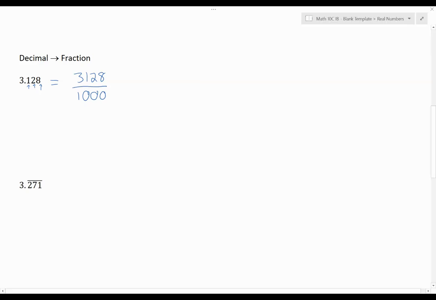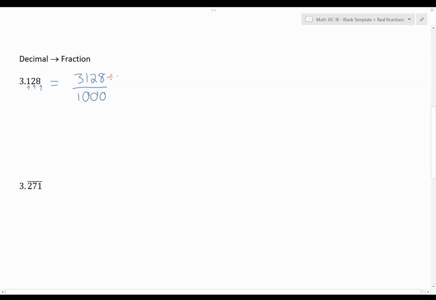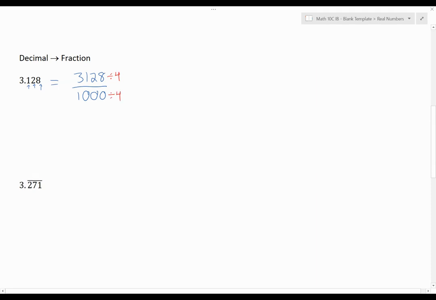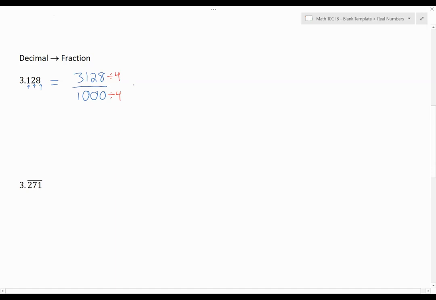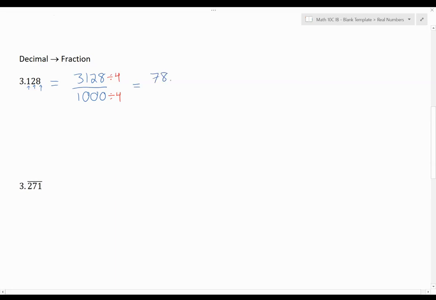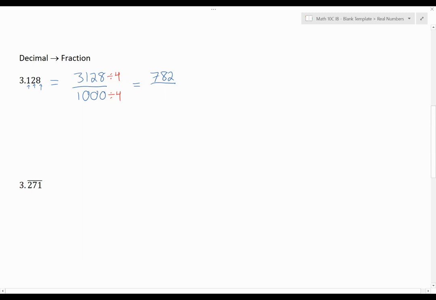One thing that I can see right off the bat, 28 is divisible by 4, so this numerator must be divisible by 4, and 1,000 is also divisible by 4. So 3128 divided by 4 leaves me with 782. That's not, as it turns out, the greatest common factor, but it is one I noticed right away. There's no point in wasting a lot of my time trying to figure out the greatest common factor if I just see a factor, and 1,000 divided by 4 is obviously 250.